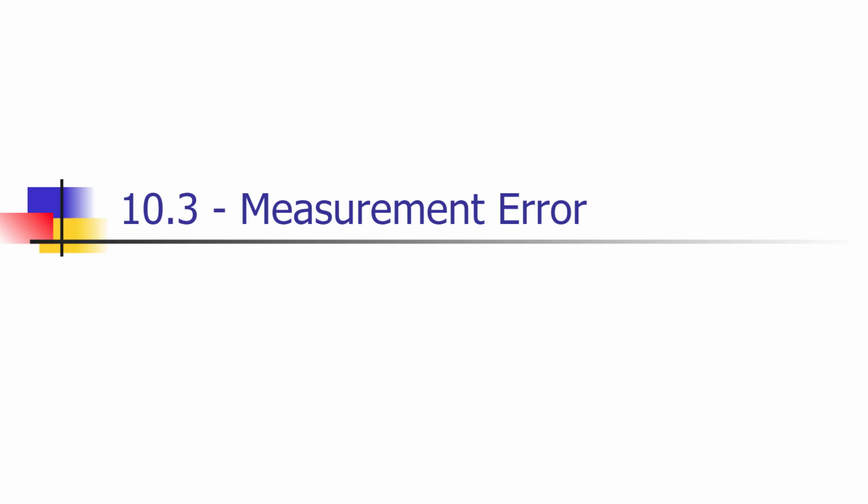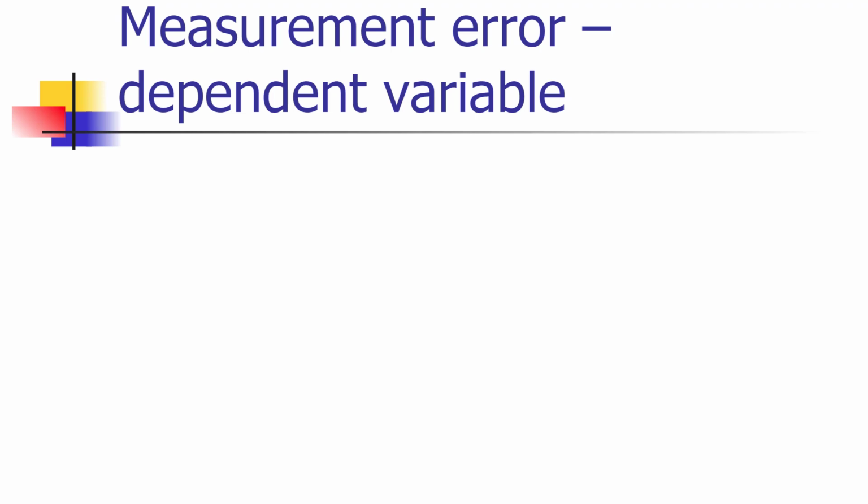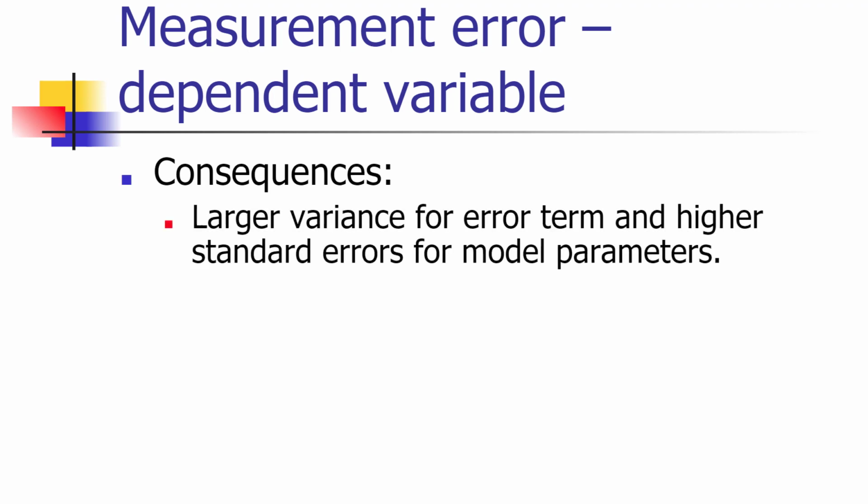In this video, we're going to talk about the consequences of measurement error in both the dependent and the independent variables in a regression. If measurement error shows up on the left-hand side of the equation in the dependent variable, the consequences turn out to be relatively minor. It essentially means that we just have more randomness in the equation, that we have more noise in the error terms. As a result, we end up with a larger variance for the error term and higher standard errors because of that for all of our estimated model parameters.